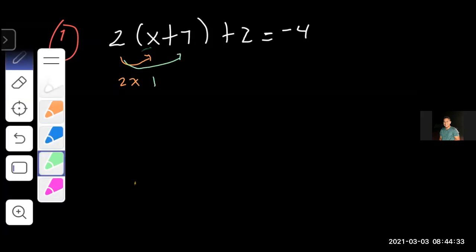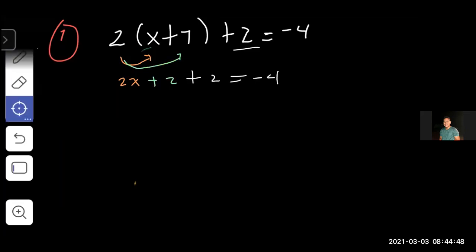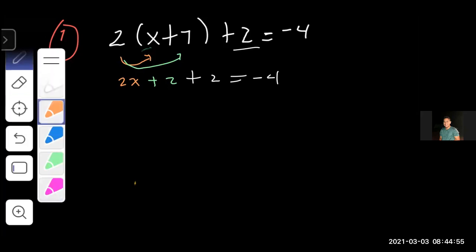All of them are positive, so in this case I have no problem with that. Then the positive next term I only bring down because it's already on this side, and the negative 4 I just copy. All right, let's say now variables on one side, numbers on the other side. Notice that the only variable here is 2x.